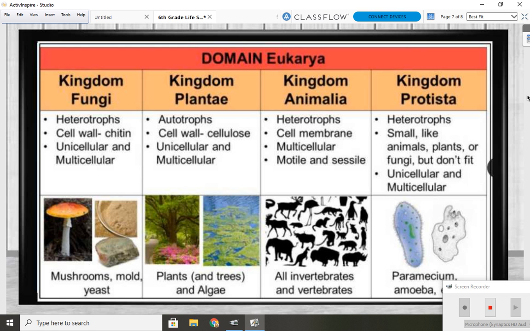So the Animalia kingdom, they are multicellular, and you can see it consists of all of the invertebrate and vertebrate species. And then we have our Protist for our last kingdom. These are heterotrophs. They are small, like animals and plants or fungi, but they don't fit into one of those categories. They can also be unicellular or multicellular.